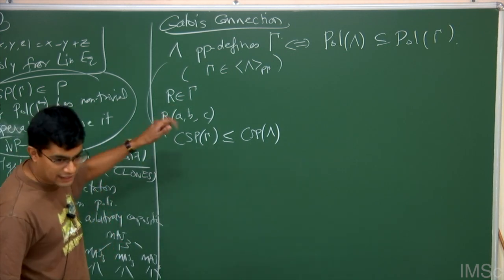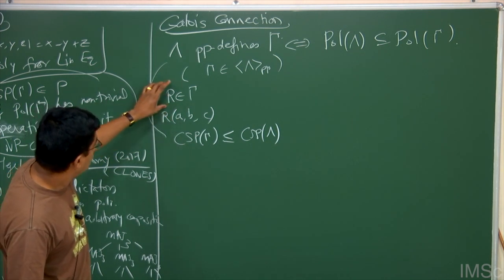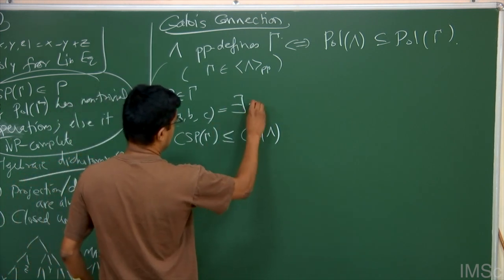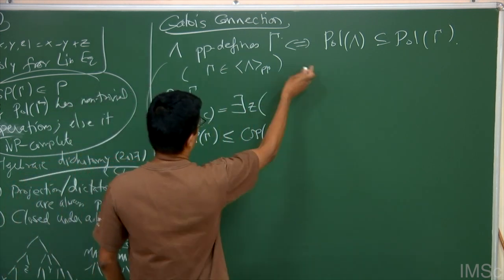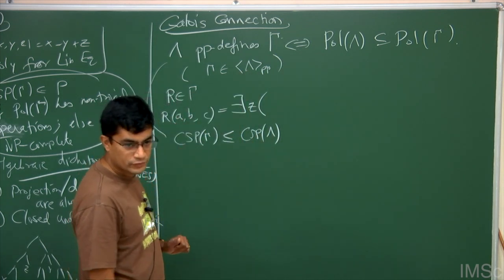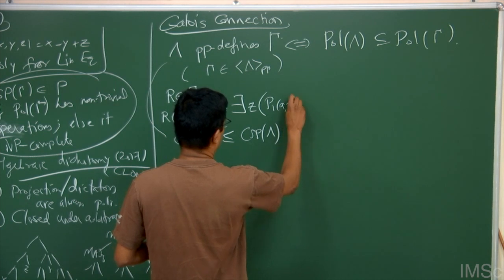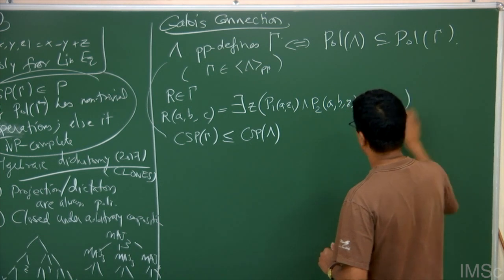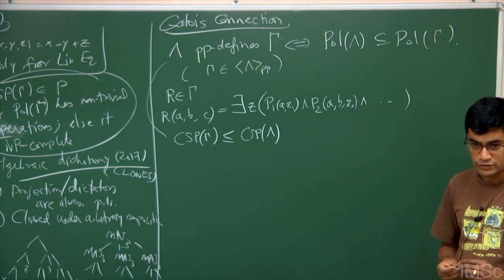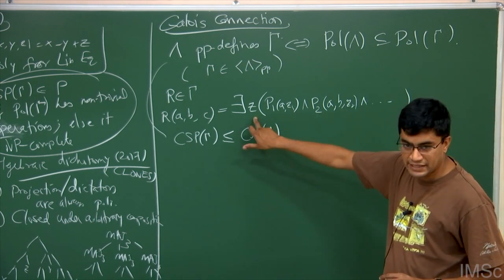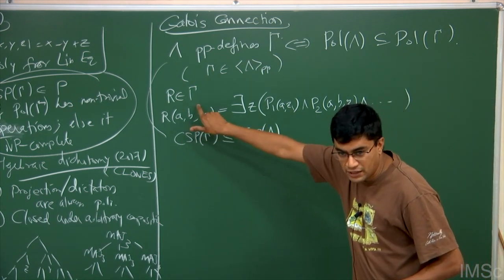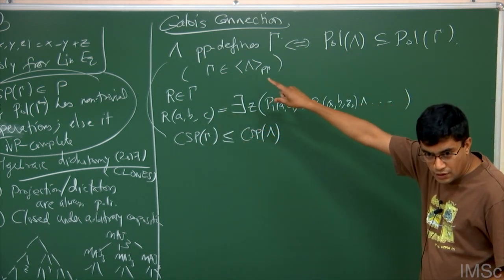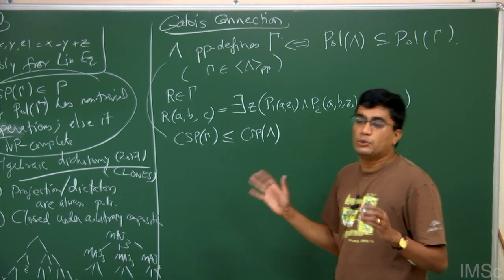Conjunction of projection. I'll just define what PP-define means. It means that any relation R, let's say it's a ternary relation, can be written as there exists some auxiliary variables Z, and then some conjunction of arbitrary things in lambda: P1(A, Z1) and P2(A, B, Z2) and so on and so forth. It's an existentially quantified statement. So you can express every relation in gamma as a conjunction of relations in lambda, including auxiliary variables. It is just how you do normal gadget reductions.